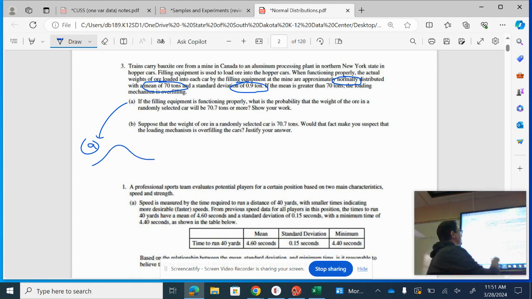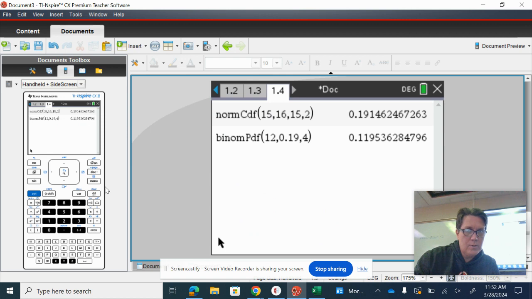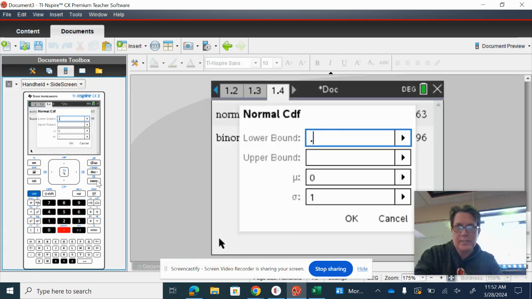It says, what's the chance it will be 70.7 tons or more? Okay, so we're going that way. If we do the z-score, we get 70.7 minus 70 over 0.9. That's a 0.777 z-score. We'll grab our normal CDF. I'm going to use the z-score this time. Since I'm using the z-score, remember I leave these 0 and 1.